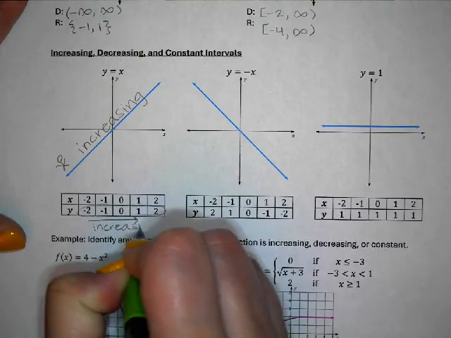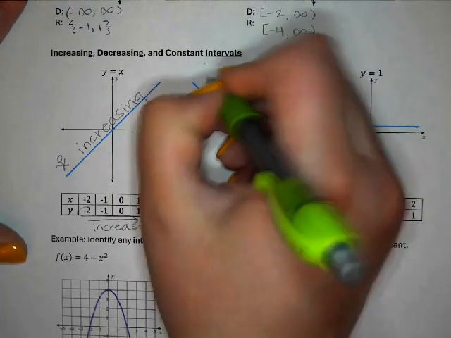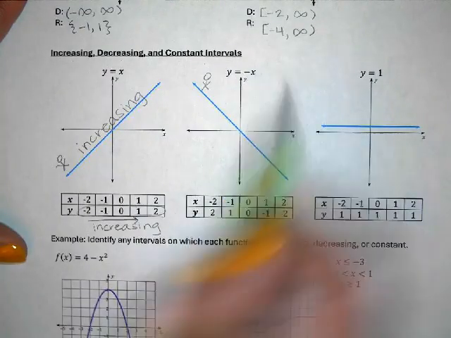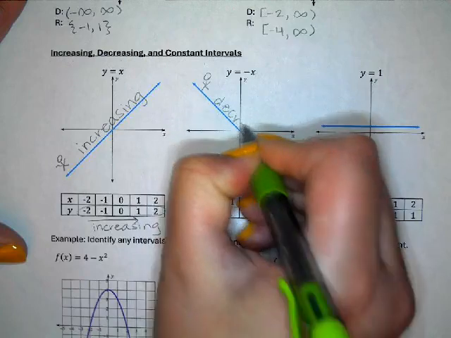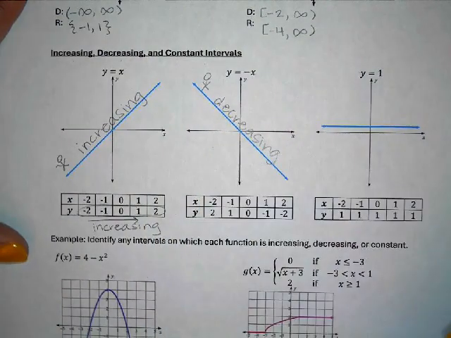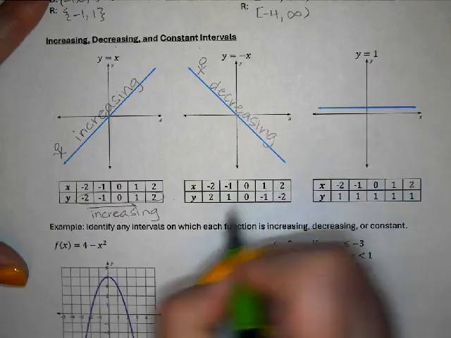Here, if I put a stick figure on this negative linear function, the stick figure would be walking downhill. So this is a decreasing function. And if you look at your y coordinates, you can see that your y coordinates are getting smaller. So they are decreasing in value. They are getting smaller.